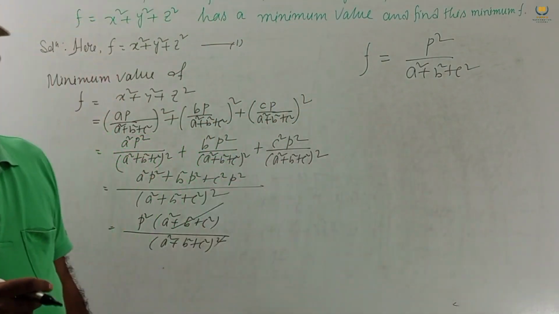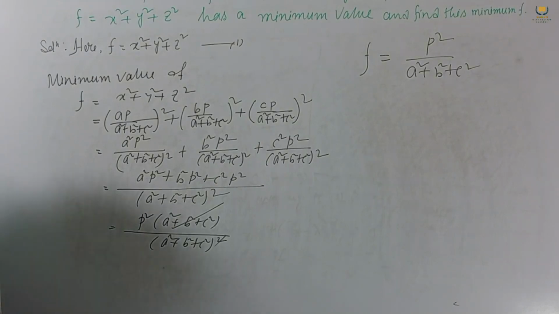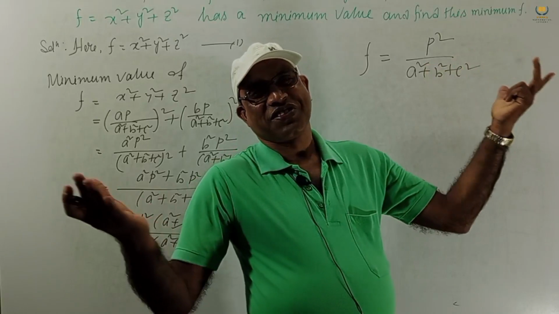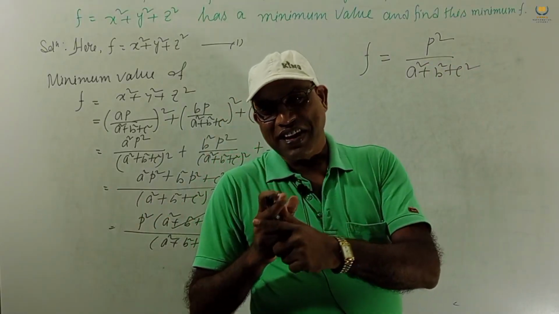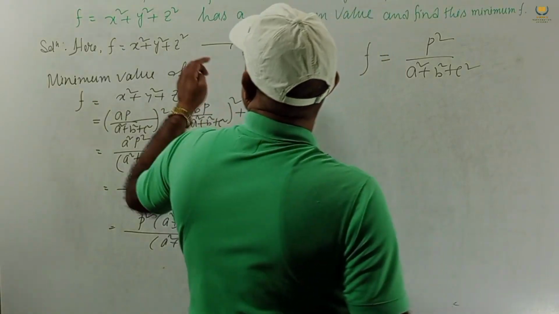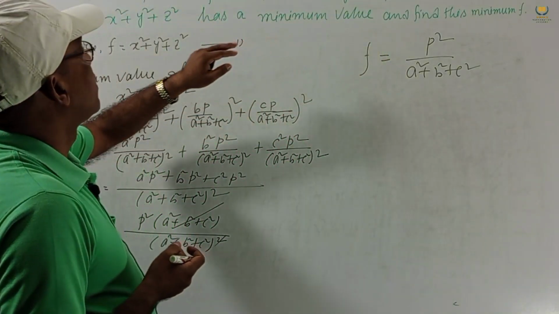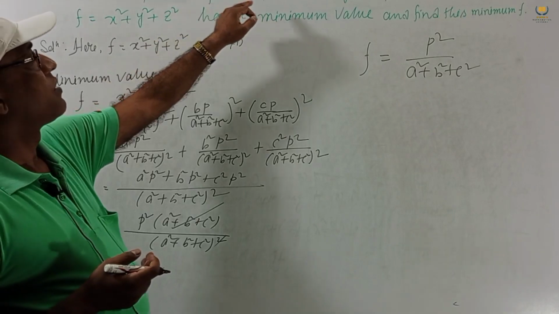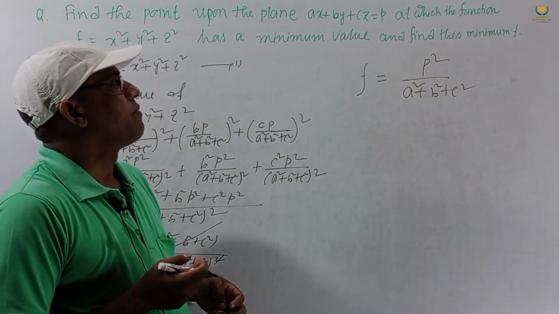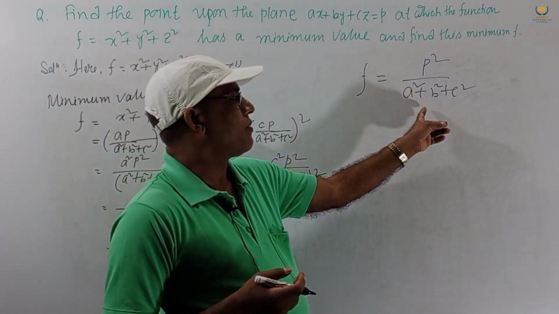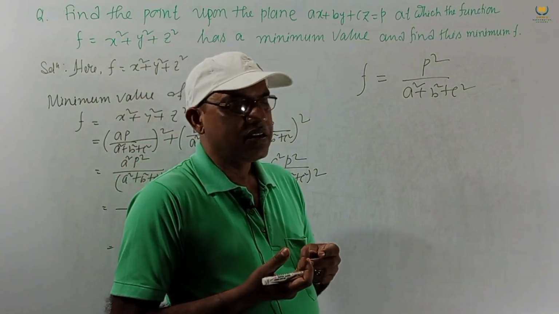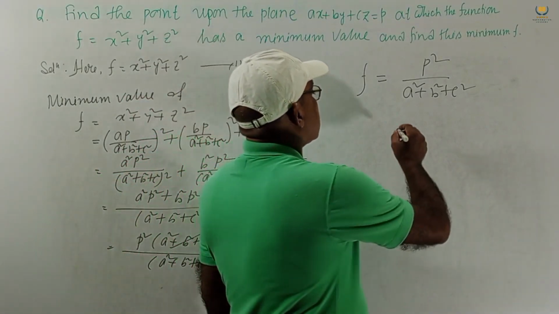The minimum value is p square by a square plus b square plus c square. Very easy solution. Just find lambda, then find x, y, z, and ultimately we get our result. So here, given the plane, we were to find the point on the plane at which the function has a minimum value, and find the minimum value. The minimum value is this, and the point is the x, y, z value. These are the points, and this is our answer.